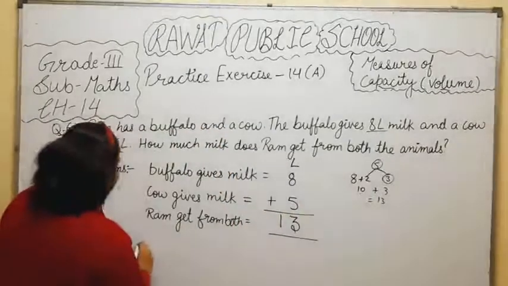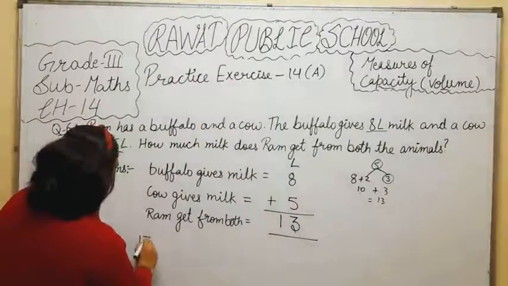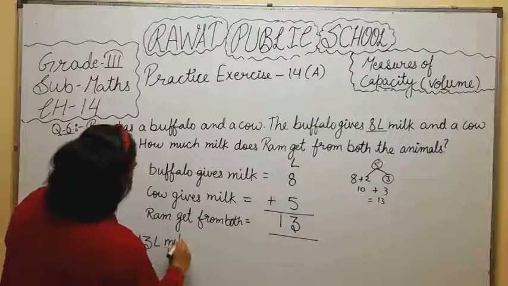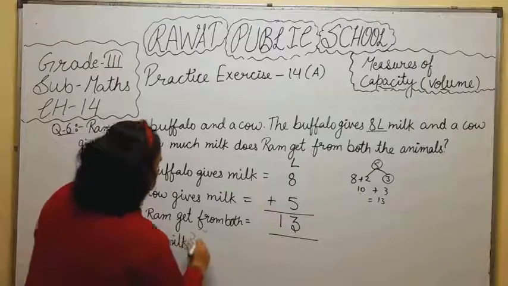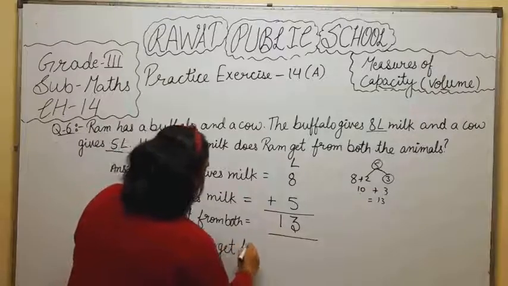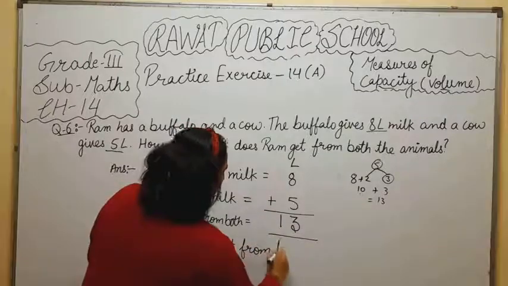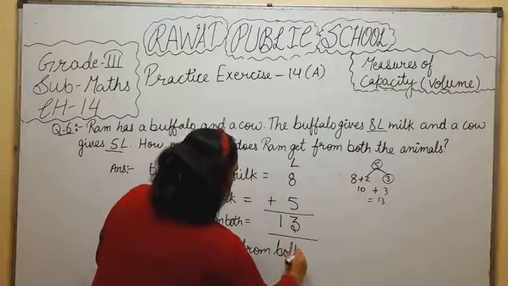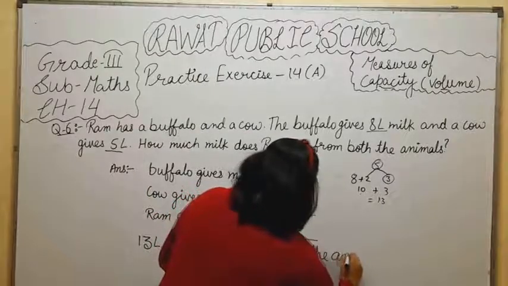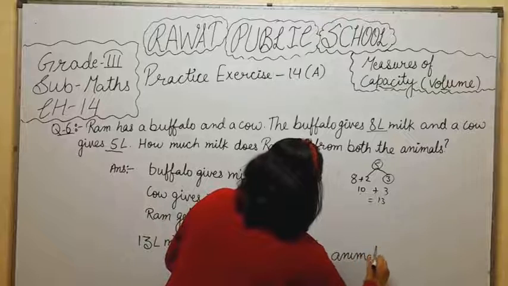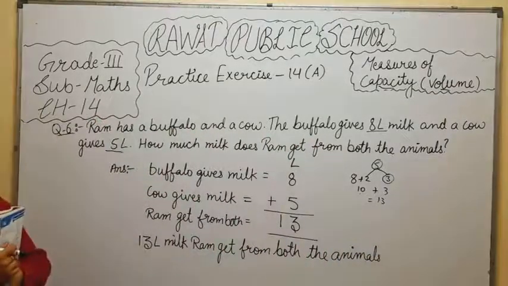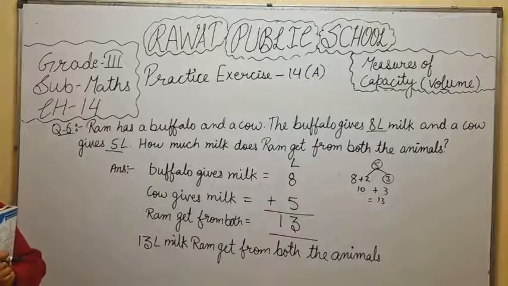So here we write 13-liter milk Ram gets from both the animals. Okay, 13-liter milk Ram gets from both the animals.